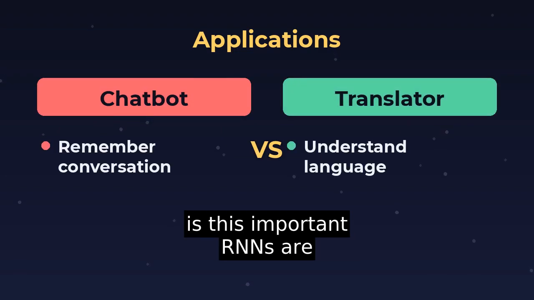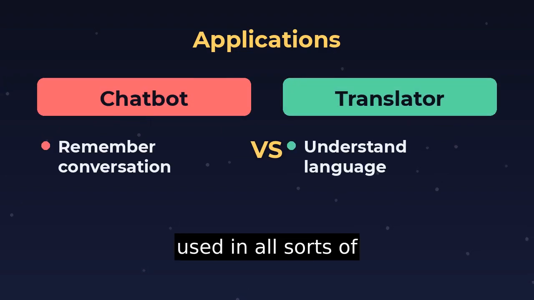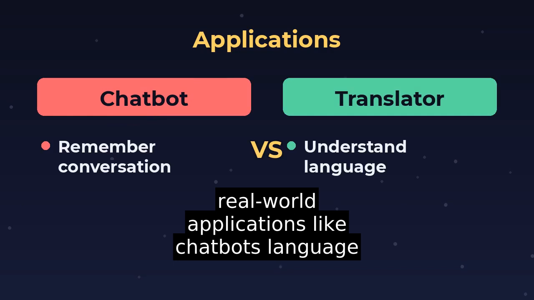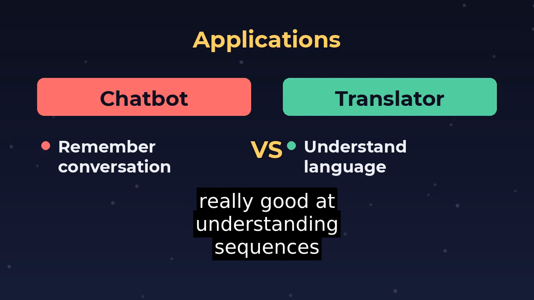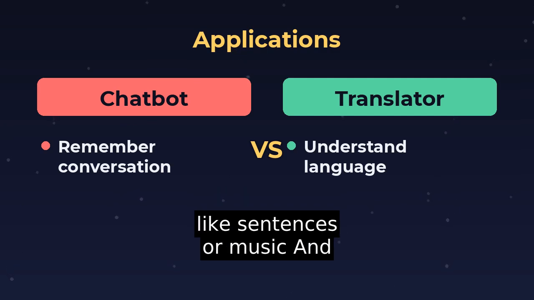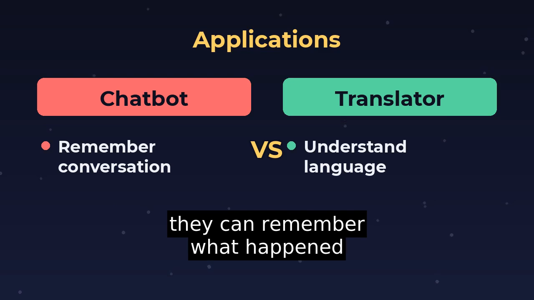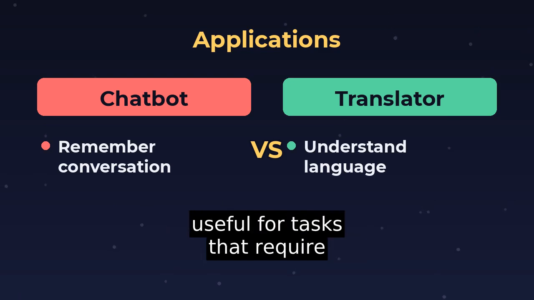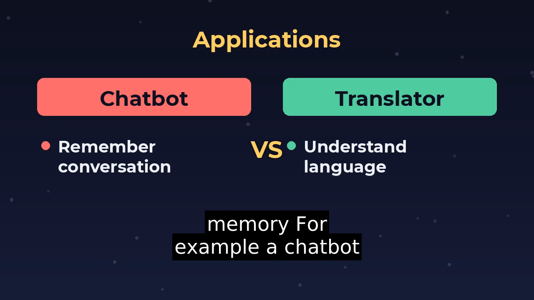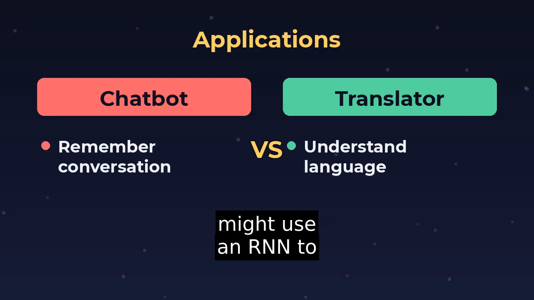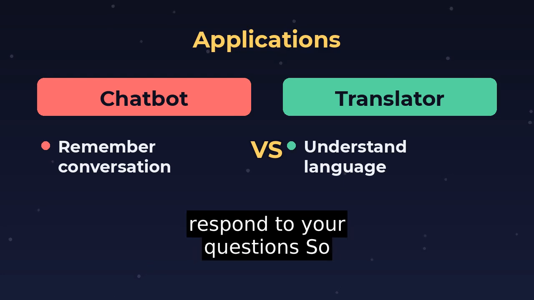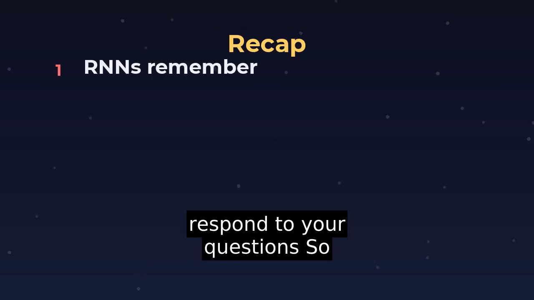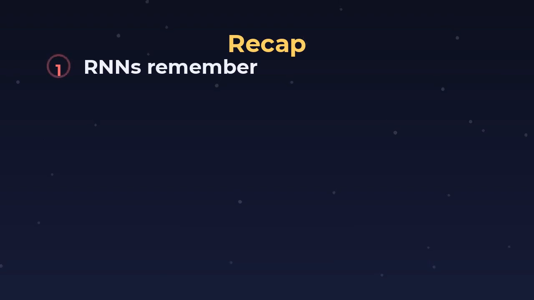So, why is this important? RNNs are used in all sorts of real-world applications, like chatbots, language translators, and self-driving cars. They're really good at understanding sequences, like sentences or music. And they can remember what happened before, which makes them really useful for tasks that require memory. For example, a chatbot might use an RNN to remember what you said before, and use that information to respond to your questions.